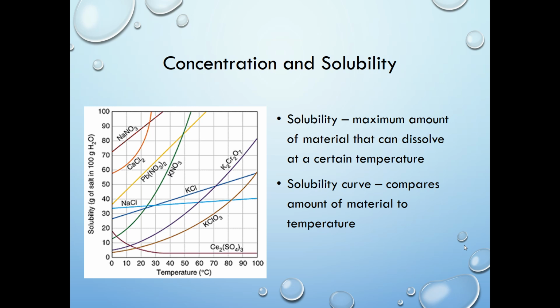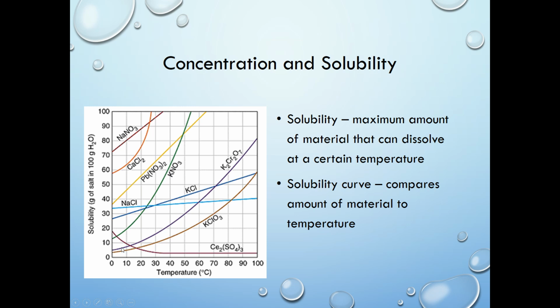This graph shows a picture of a solubility curve. Solubility is the maximum amount of material that can dissolve at a certain temperature. So this curve compares the mass of solute that dissolves to the temperature.